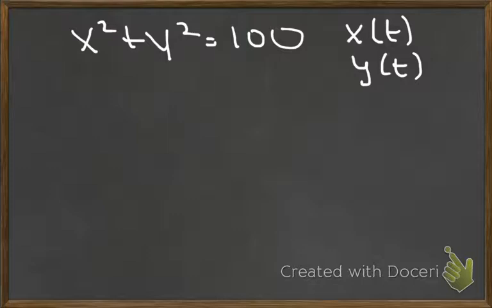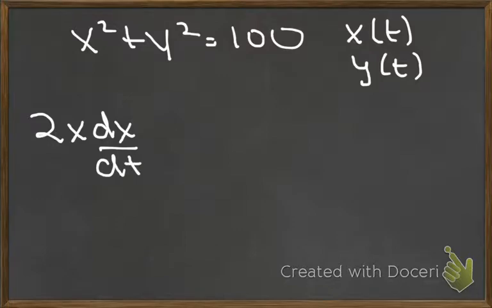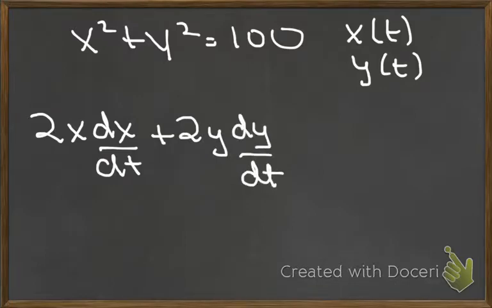Therefore, when I take their derivatives, I need to make sure that I get primes with them. So that will be 2x dx/dt. If you prefer, you can write that as x prime. That's not any different. Plus 2y dy/dt. Again, that's the same thing as y prime. And that equals 0. So remember that in this problem we're looking for dy/dt. So we need to solve for dy/dt.